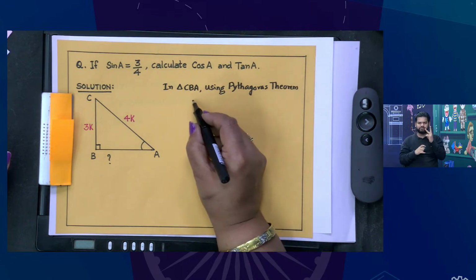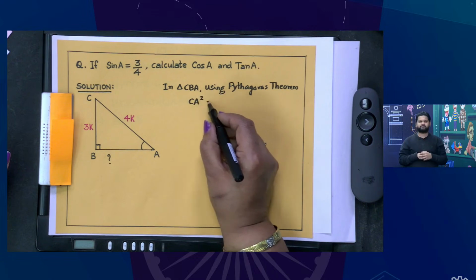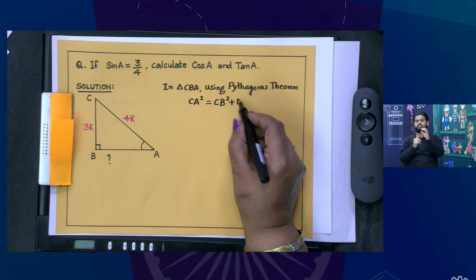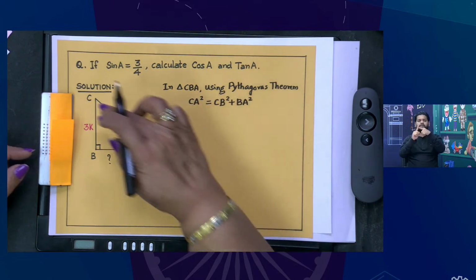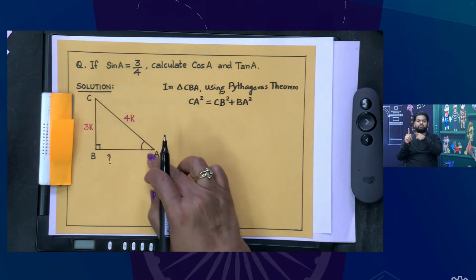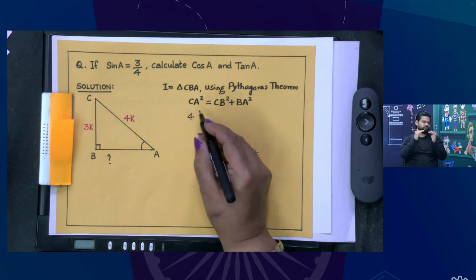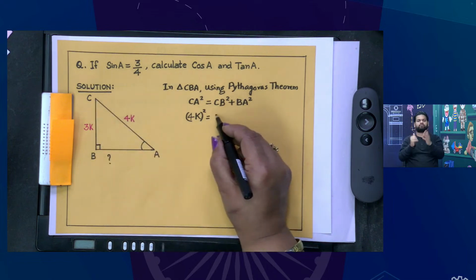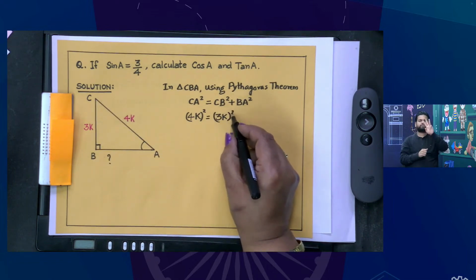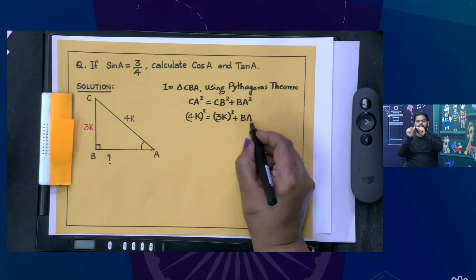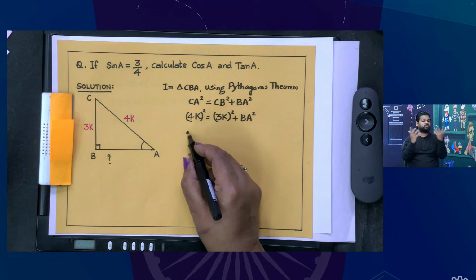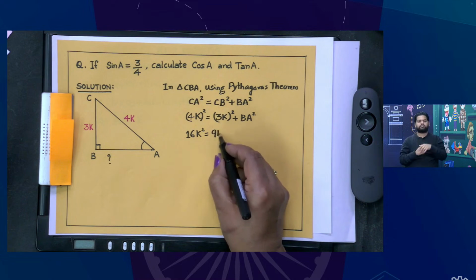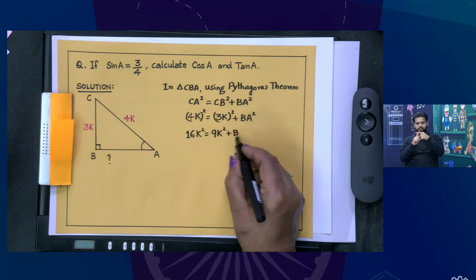क्या कहता है पाइथागोरस थ्योरम हमें? हाइपोटेन्यूज का स्क्वायर is equal to sum of squares of other two sides, CB square plus BA square. ठीक है ना. Longest side का square is equal to sum of squares of other two sides. ये हमें पता है कुसुम जी, तो हम इसको लिख लेते हैं 4k का होल स्क्वायर. एंड व्हाट इज BC? इट इज 3k होल स्क्वायर प्लस BA होल स्क्वायर. 4k का होल स्क्वायर कितना होगा? 16k स्क्वायर. और 3k का होल स्क्वायर कितना हुआ? 9k स्क्वायर प्लस BA स्क्वायर.